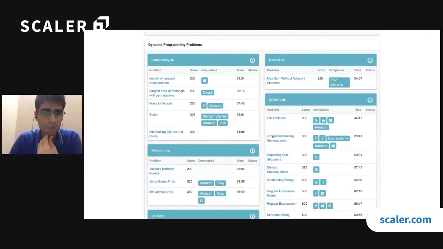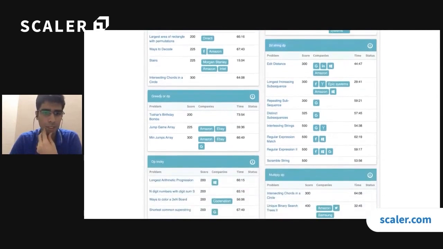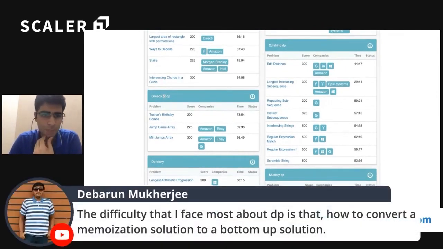Okay, so today we will be taking one problem from simple array DP, one from 2D string DP, and let us say one from greedy or DP. Okay. So one question is by Debarun. The difficulty that I face most about DP is how to convert a memoization solution to a bottom-up solution.